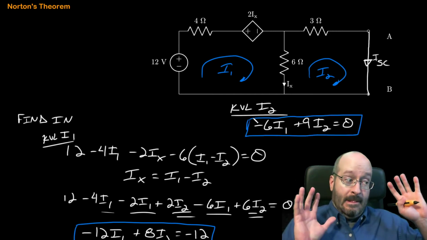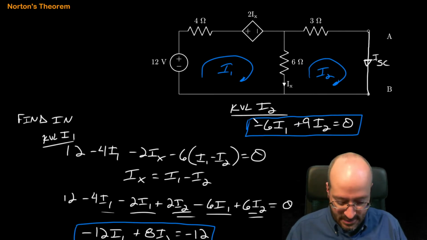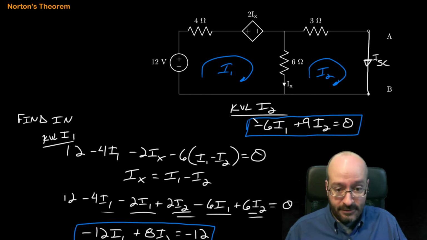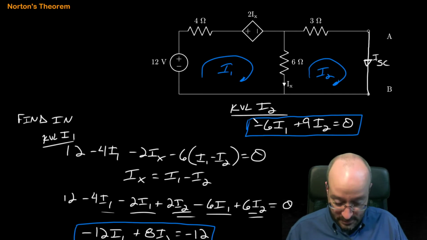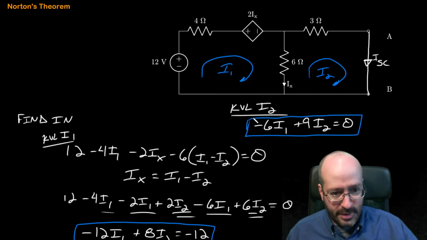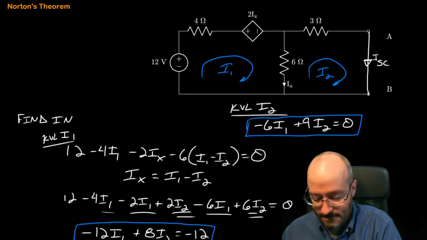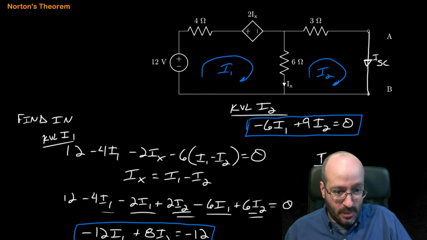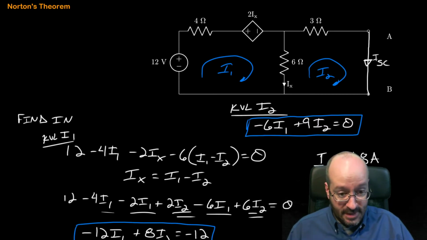Two equations, two unknowns. All we've got to do is solve it. Grab your calculator. We've got negative 12, 8, and negative 12, negative 6, 9, and 0. We get I1 equal to 1.8 amps and I2 equal to 1.2 amps.